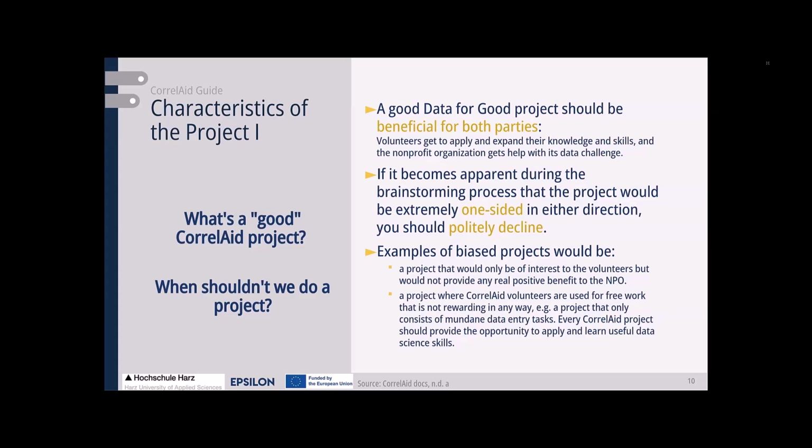In order to give you some examples of biased projects, you can think about a project that would only be of interest to the volunteers, but not a real positive benefit for the nonprofit organization. So the shift of the win-win can be one-sided, not only for the partner, but also for the volunteers. The opposite is that the partner is looking for free work that is rewarding in any way, and therefore is looking for volunteers because the partner is not willing to pay for that.